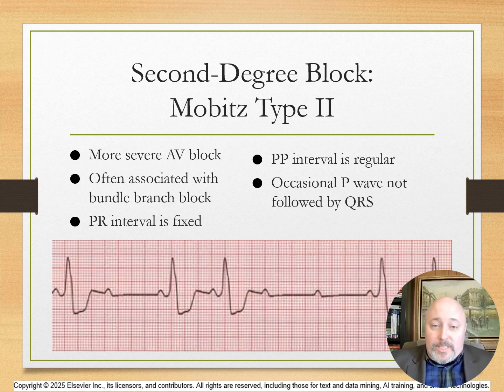There is no progressive lengthening of the PR interval, which remains the same throughout, with the exception of the dropped beats. A second degree type 2 is often associated with a bundle branch block and a corresponding widening QRS complex. However, narrow QRS complexes may be observed.